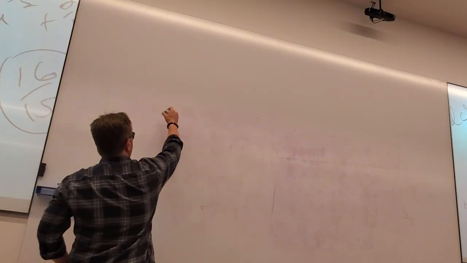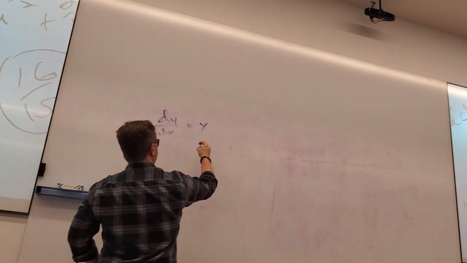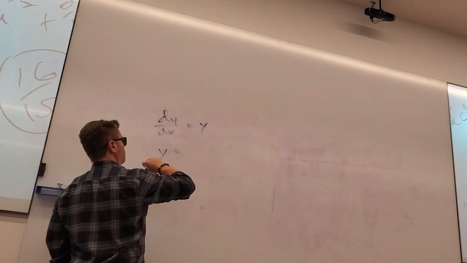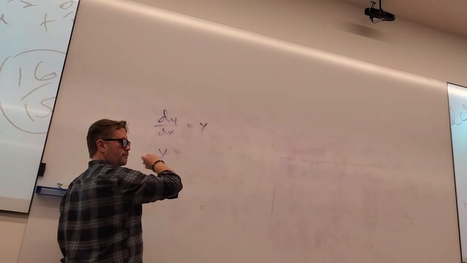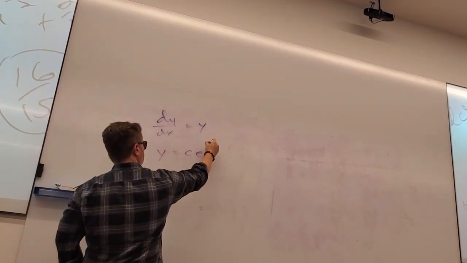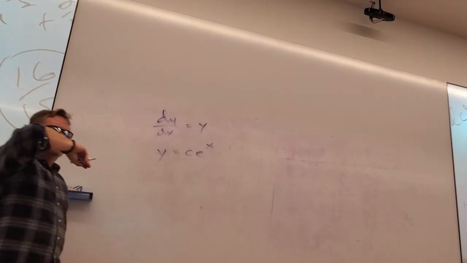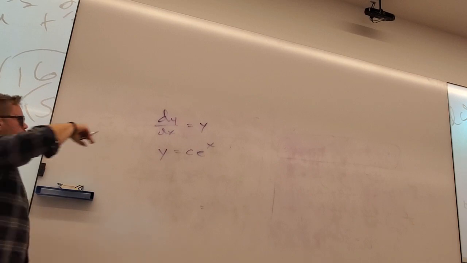So for example, let's go back to something we did earlier. We did this. What was the solution we got? e to the x. That was c e to the x.